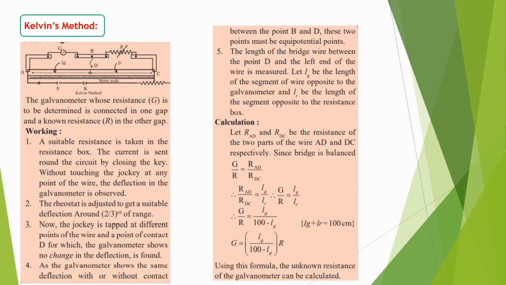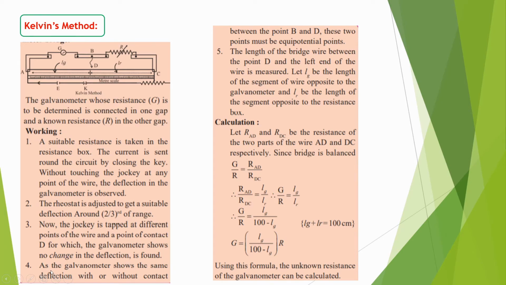But in that case we tap the key along this wire AC such that the galvanometer shows the same deflection. So that is Kelvin's method, the same deflection method, while the meter bridge is the null deflection method. That is the difference between the two methods. Then we take the point of contact D for which the galvanometer shows no deflection, or the same deflection.